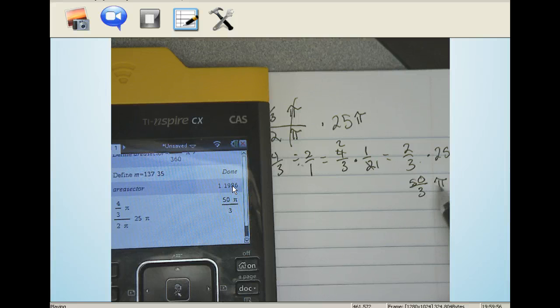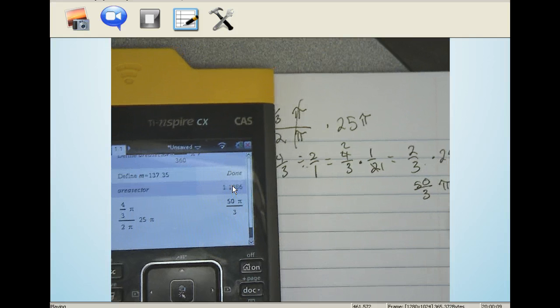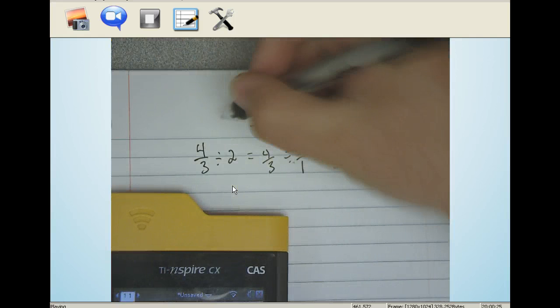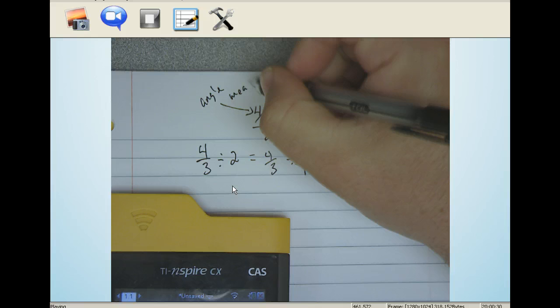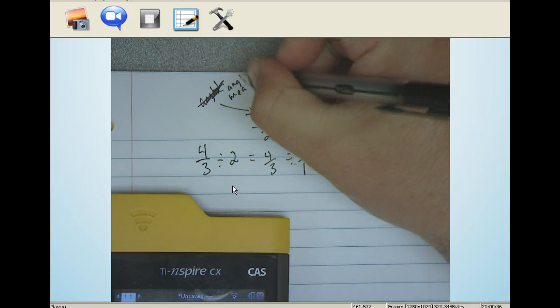The pi I've written off to the side, but this means 50 times pi divided by 3, and this is 50 divided by 3 times pi. It's the same thing. It's the commutative property of multiplication, which says it doesn't matter, I can do any of these in any order I want. So it's basically the same answer. Now, notice how we did it. We took the angle measure on top.